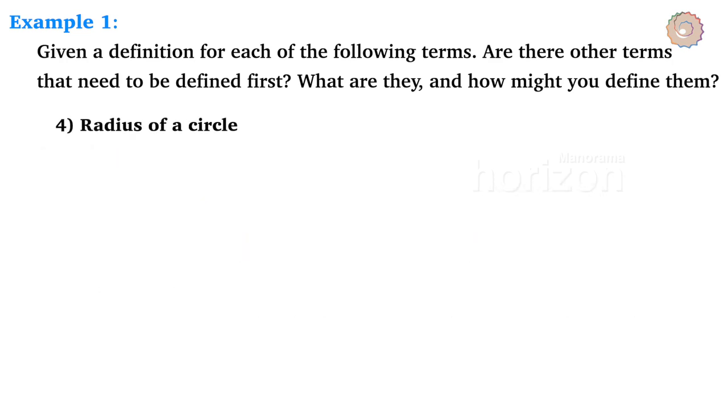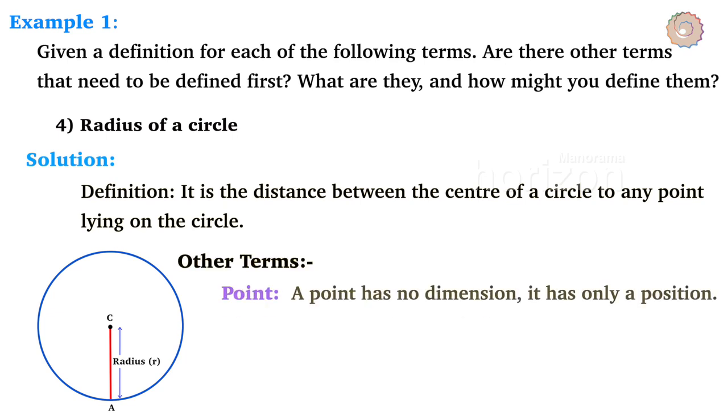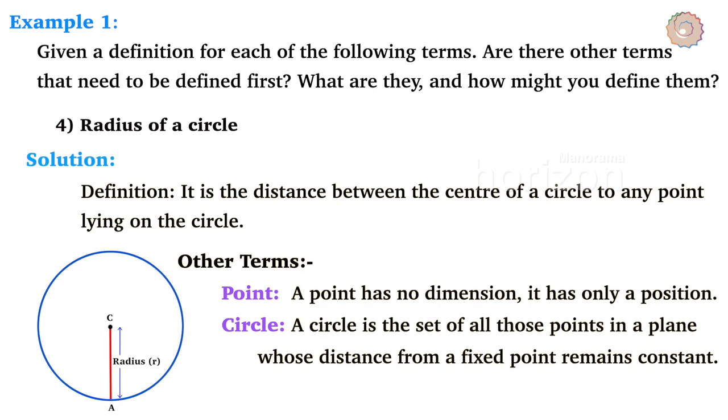Next is the radius of a circle. It is the distance between the center of a circle to any point lying on the circle. Other terms are point and circle, where a circle is the set of all points in a plane whose distance from a fixed point remains constant.